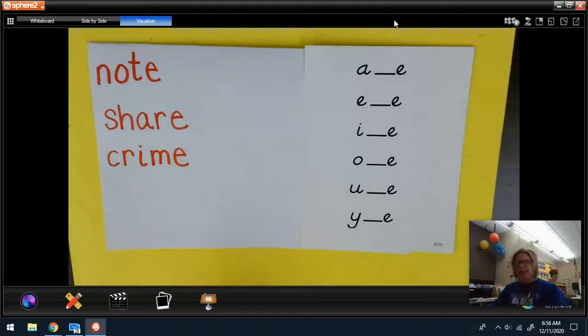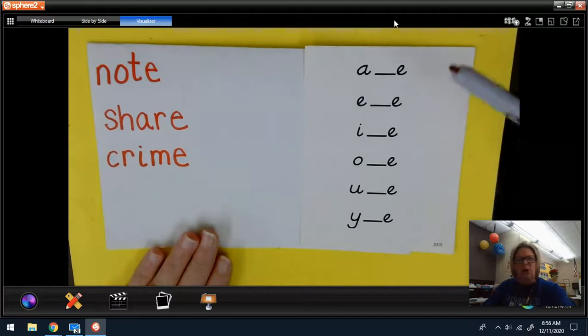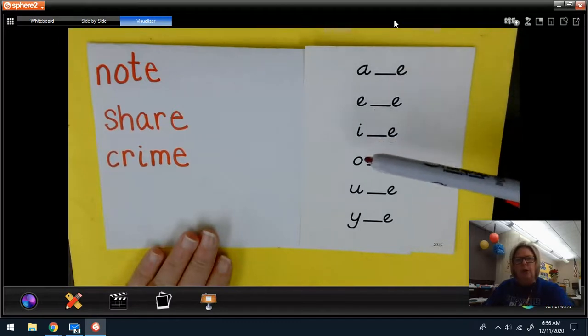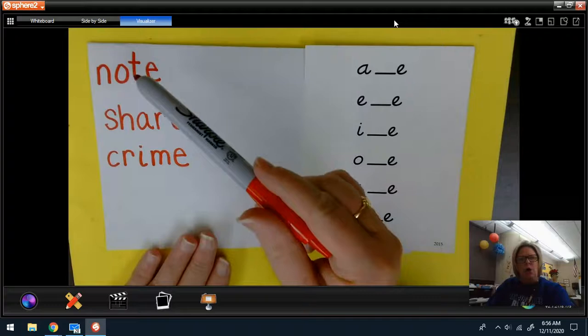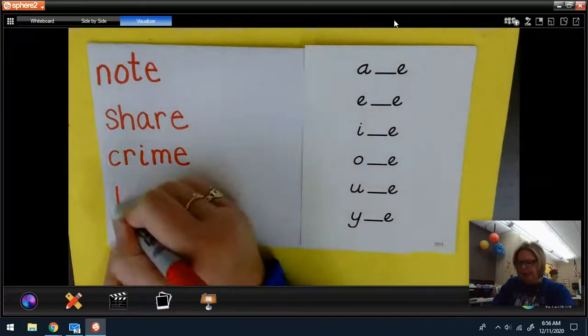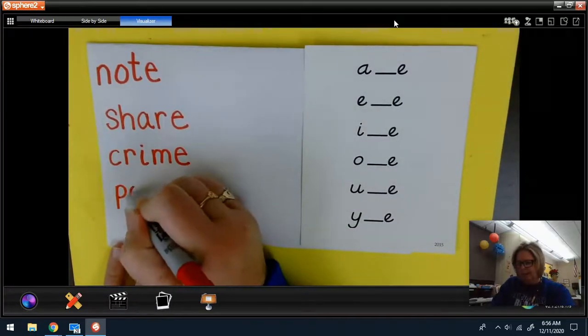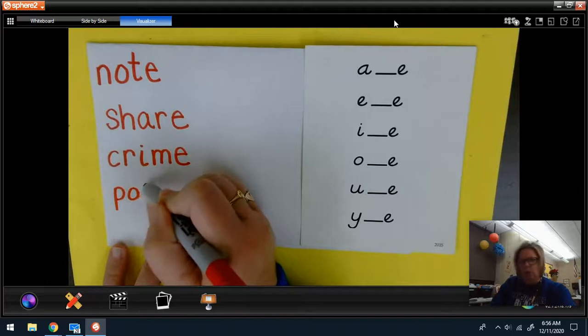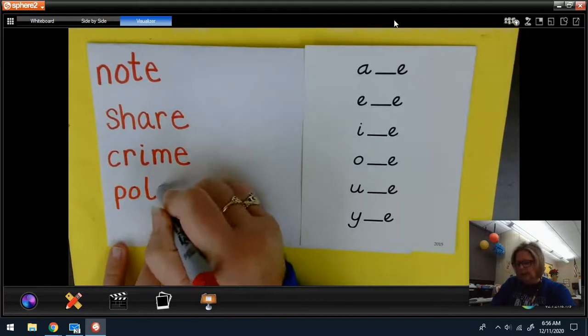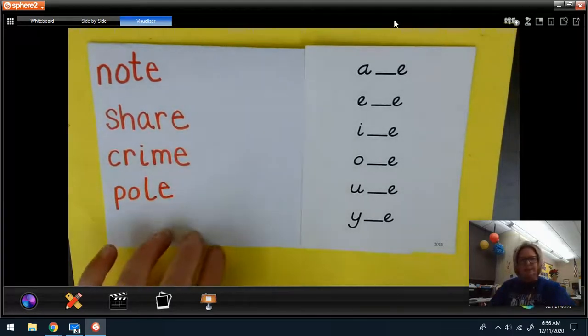All right, and friends, the last one is pole, pole. So what's the vowel sound we hear in pole? I hear O again, just like in note. P, O, pole, L is the consonant, followed by E.